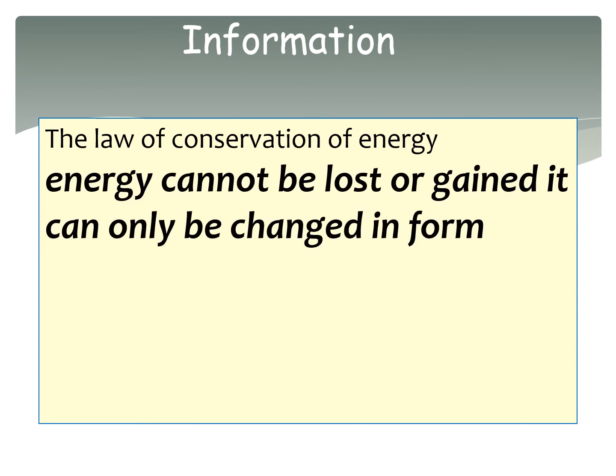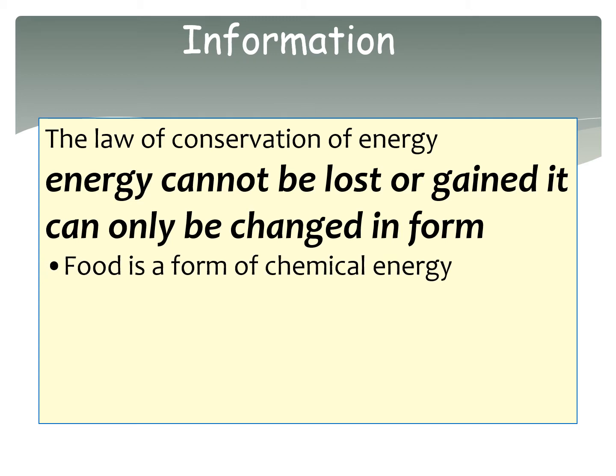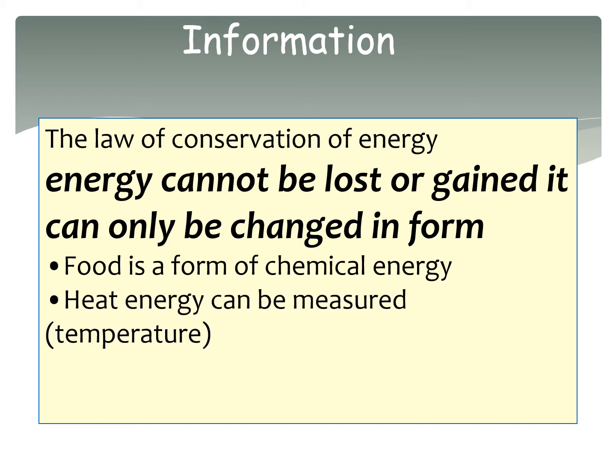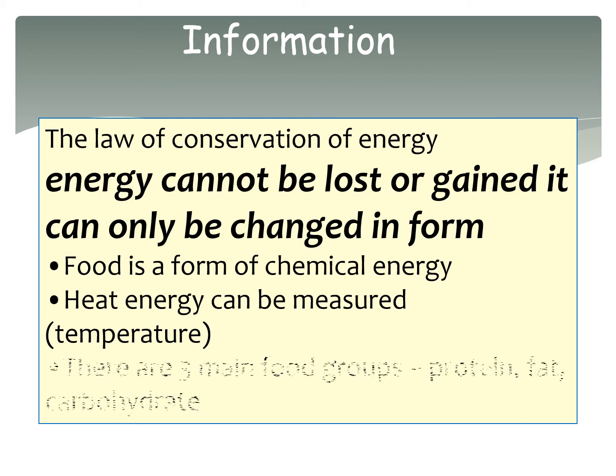So energy cannot be lost or gained, it can only be changed from one form to another. So food is a form of chemical energy. So if we want to measure the chemical energy in food, we would need to change it to another form of energy. So it can be changed to heat energy, which we can then measure, whereas we can't really measure chemical energy.